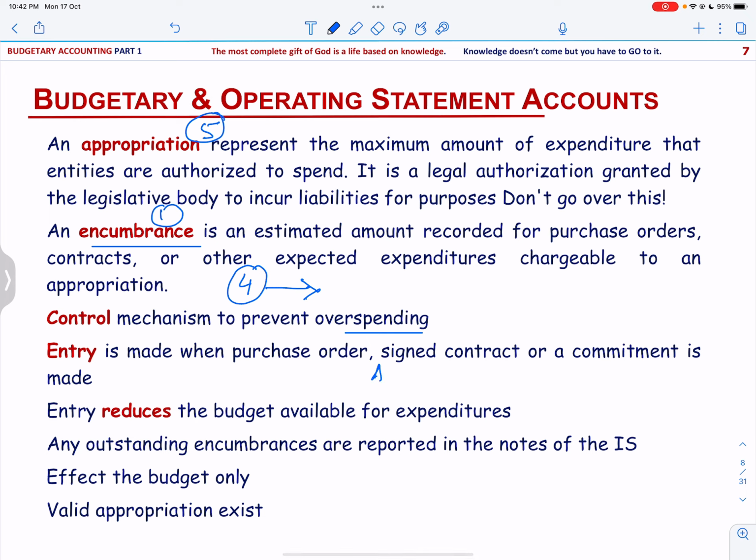We have appropriations. From appropriations, we subtract the encumbrances, we subtract the actual expenditure, and this gives us the funds available to be spent. Any outstanding encumbrances are reported in the notes of the financial statements. Outstanding encumbrance is a commitment that was made but was not fulfilled by the end of the year. Remember, encumbrance is a budgetary account, and we can say that encumbrance validates the appropriation.